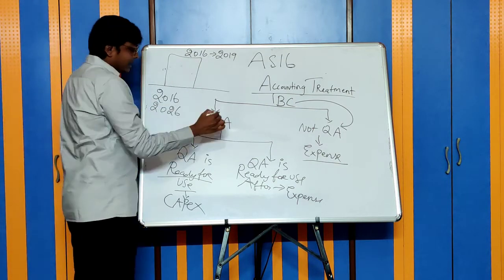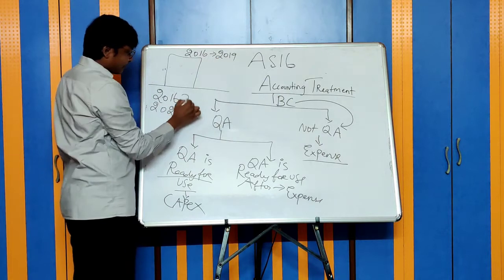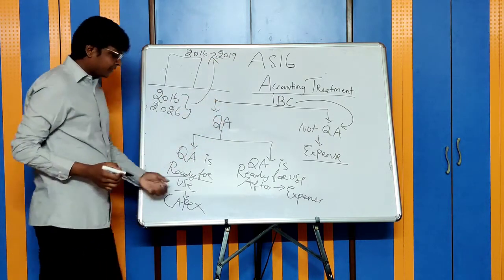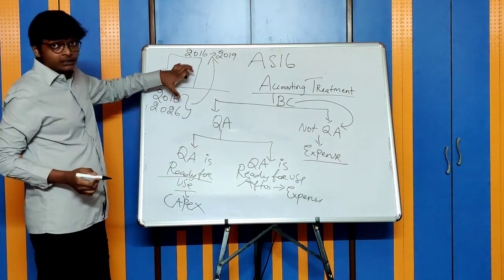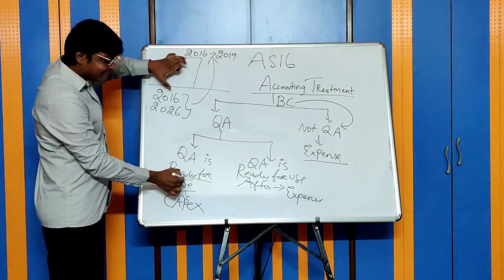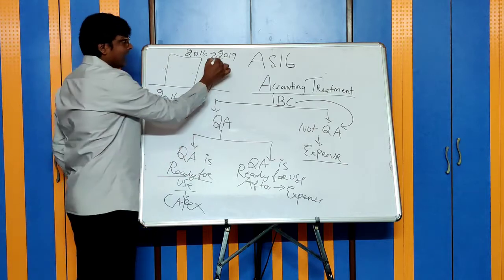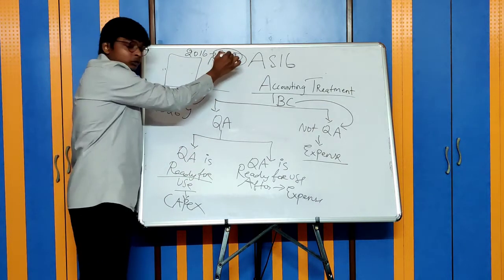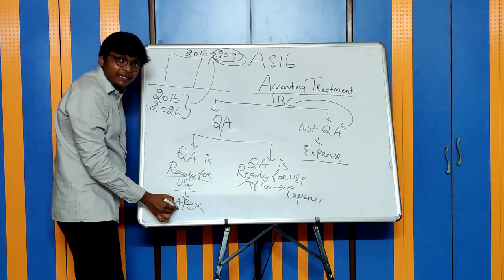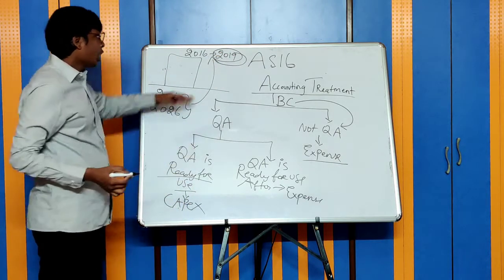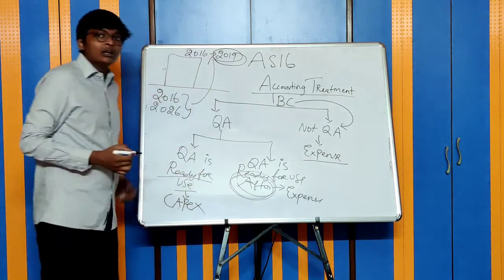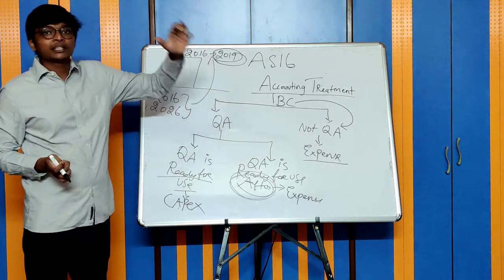So this borrowing cost is incurred for a qualifying asset, yes. Therefore, I will capitalize my interest until the asset is ready for use. Qualifying asset. When is it ready for use? 2019. So until 2019, you can capitalize your interest. After 2019, what happens? Asset is now ready for use. You can start using it.